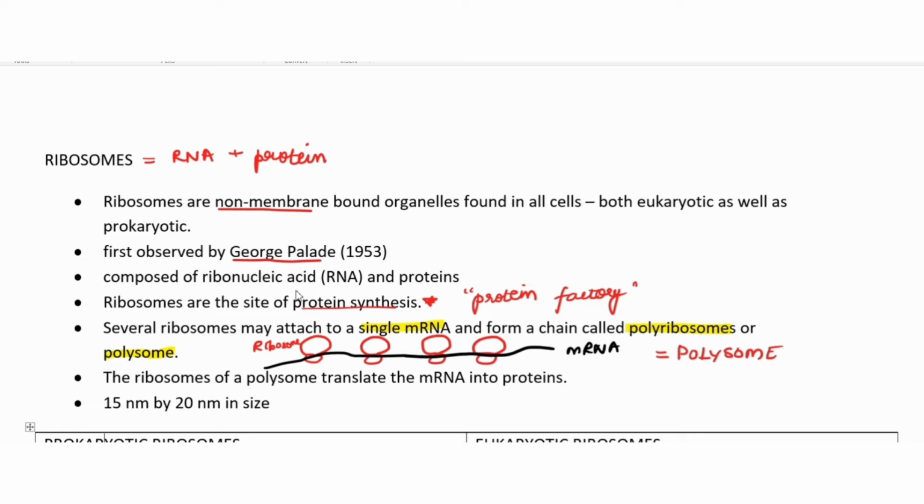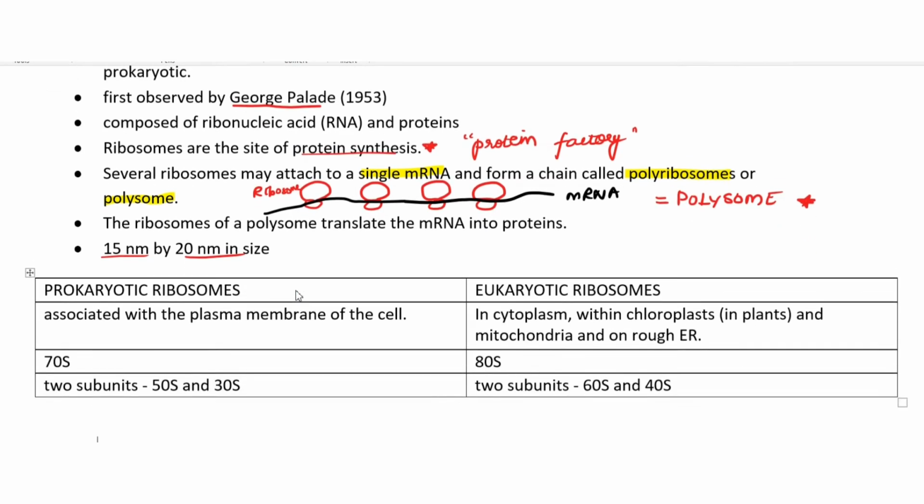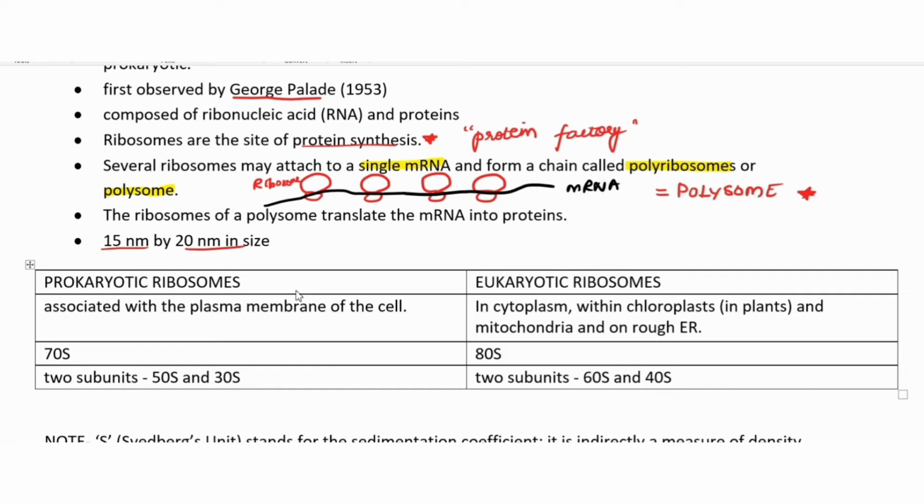The ribosomes of a polysome translate the mRNA into proteins. We will learn the process of translation a little later. By becoming a polysome, they are able to synthesize protein. That much if you understand, it's enough. Why are the ribosomes attaching to the single mRNA? For protein translation. That much if you understand, it is enough. Okay. And the size of ribosomes is just 15 nanometers to 20 nanometers. Now, I told you that ribosomes are present in both prokaryotes and eukaryotes, but they are not the same.